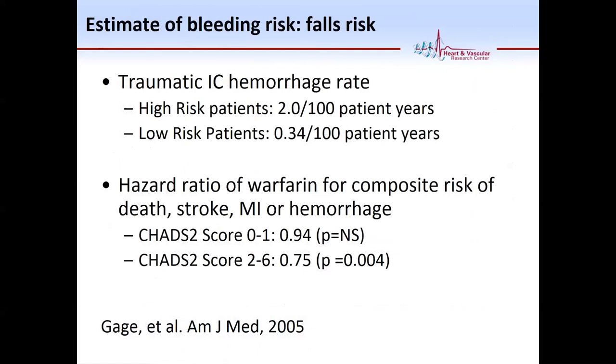So one of the studies that really affected my perception of this whole risk-benefit ratio with the anticoagulation and the risk of bleeding is a study that took patients who had a high fall risk, and it looked at their risk of intracranial hemorrhage, traumatic intracranial hemorrhage, and it also looked at a composite hazard ratio of treating these patients with warfarin for a composite risk of death, stroke, MI, or hemorrhage.